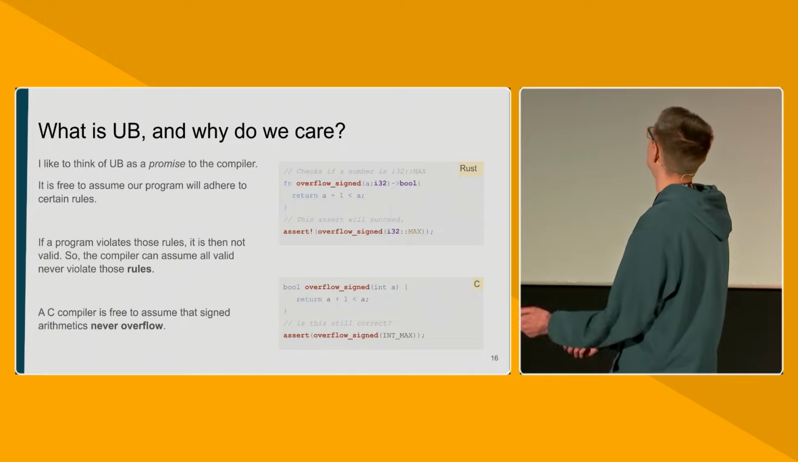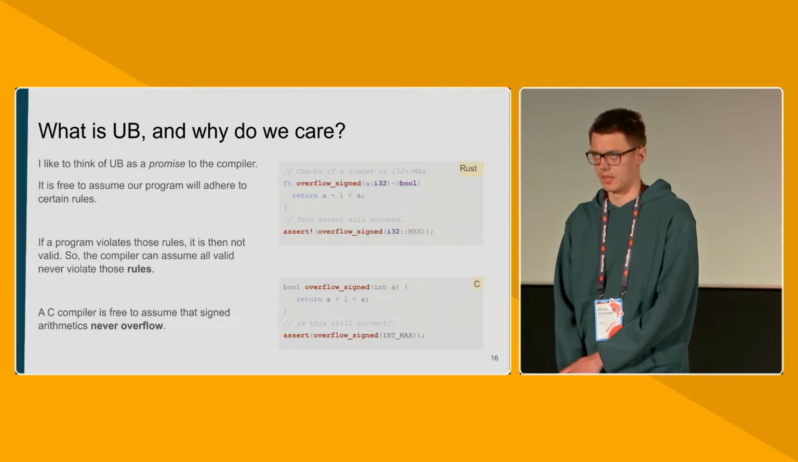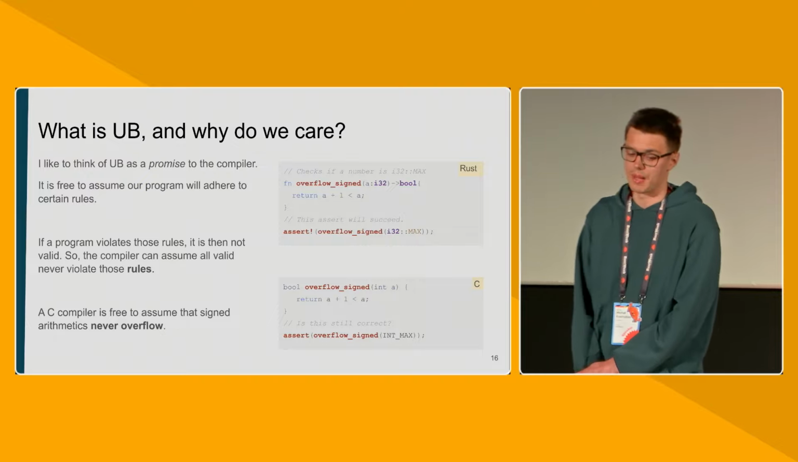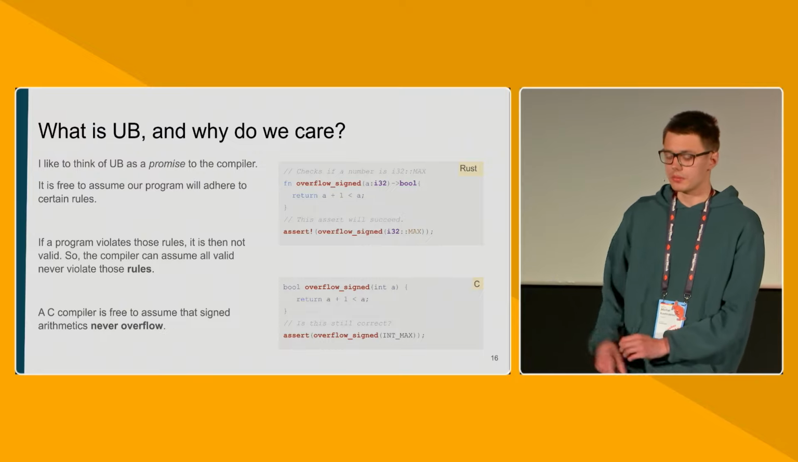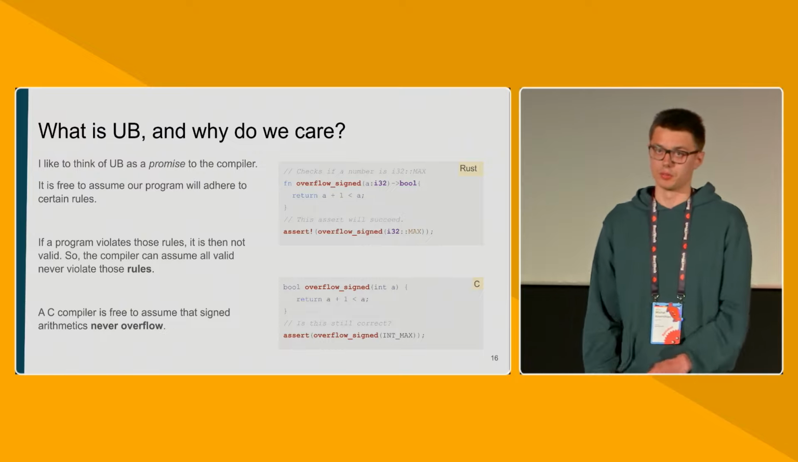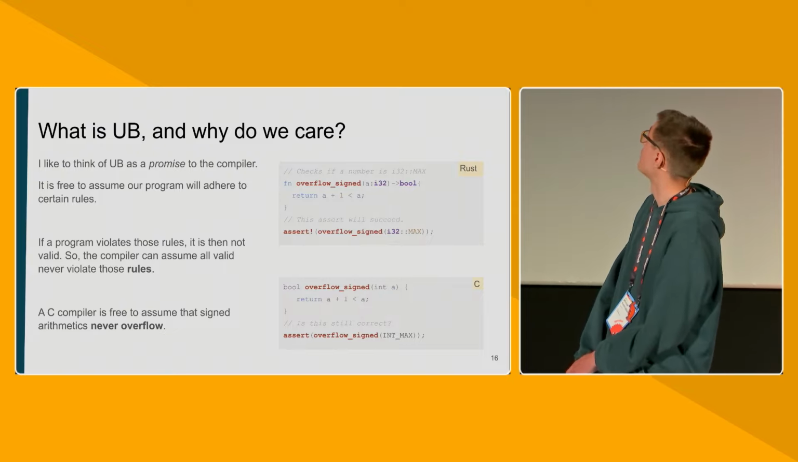Here we have a fairly simple Rust function that adds 1 to a certain value and checks if the value incremented by 1 is smaller than the original value. This will actually only return true in the case of an overflow, because the largest possible number becomes the smallest possible number.